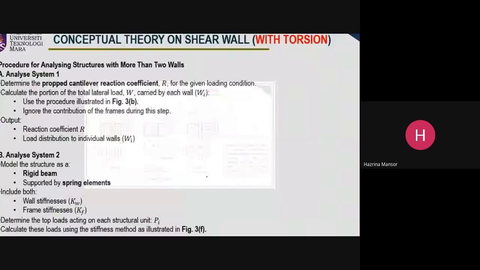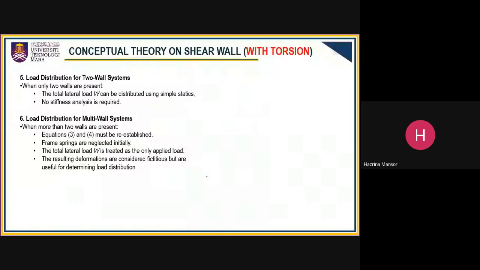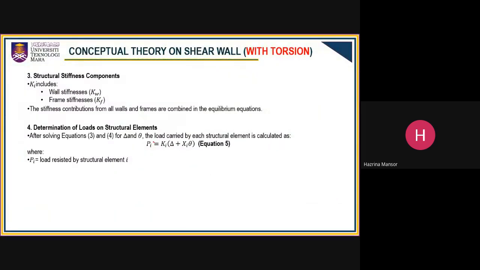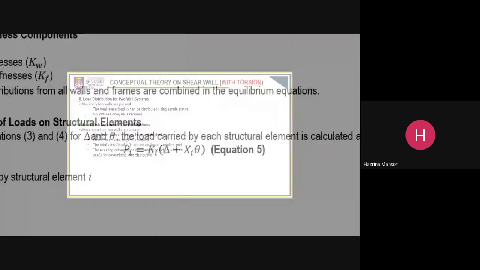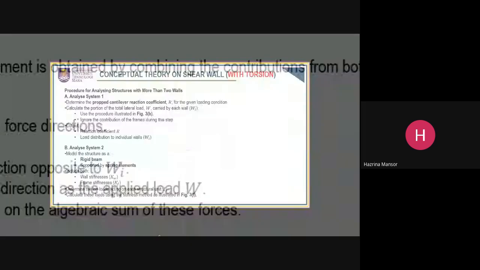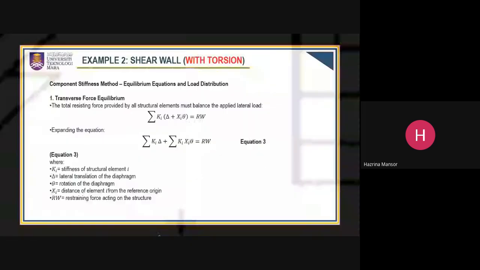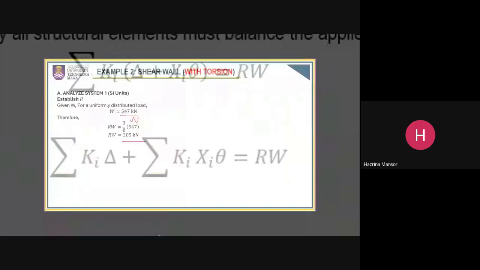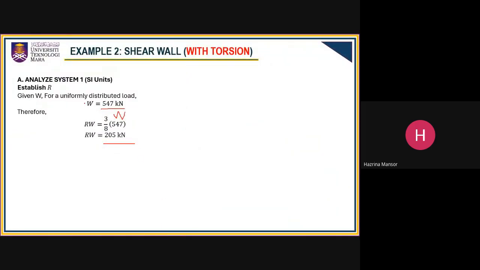determine, as you can see in the previous slides, the Pi, which is the load carried by each structure element. Okay, because without this displacement and rotation, you won't be able to find the load acting at the rigid frame and the load acting at the wall frame structure system. So for this particular example, as you can see, you have equation 3. And the load given to you in this example, W is straightly given as 547 kilonewton. Okay, and R is 3/8, so you get 205 kilonewton here.